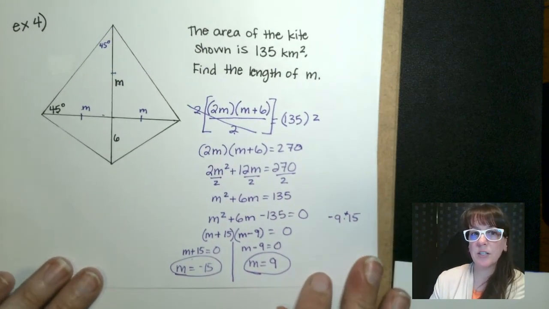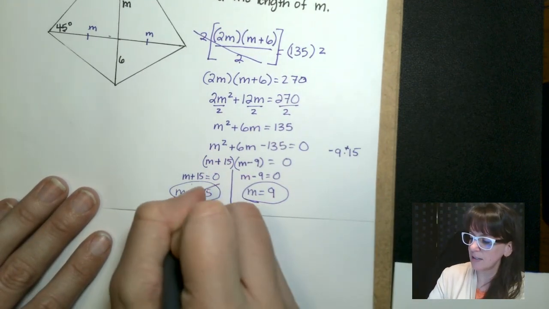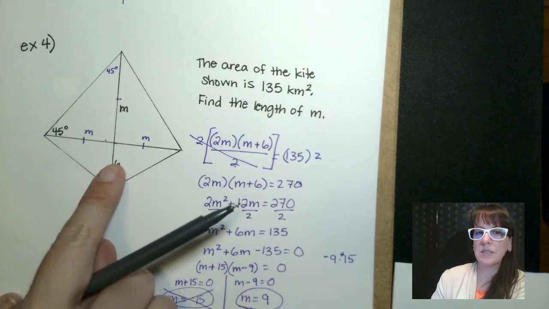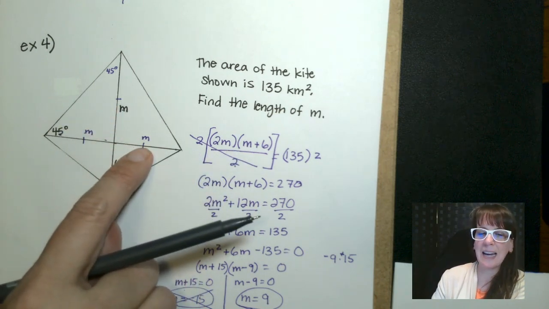Now, let's think about that in terms of geometry. We can't have a side that's negative 15. So this goes away. And what we have is that m equals 9. So we now know this is 6, this is 9, this is 9, and this is 9.